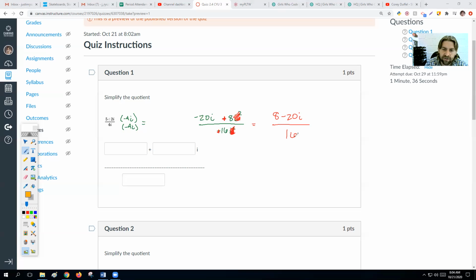So what number can I divide all of them by? 8, 20, and 16? I can divide them all by 4. And so that's what I'm going to do. 8 divided by 4 is 2. 20 divided by 4 is 5. So we got 2 plus 5i on the top, and 16 divided by 4 is 4. So now if you look, this is the simplified reduced expression, 2 plus 5i all over 4. I'm going to do one more here to help you out.